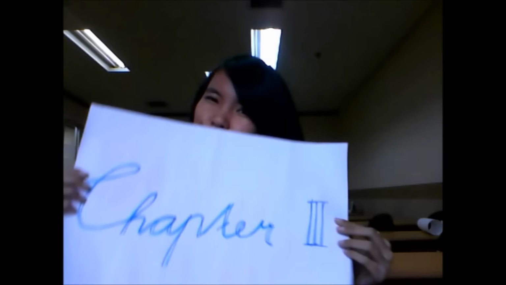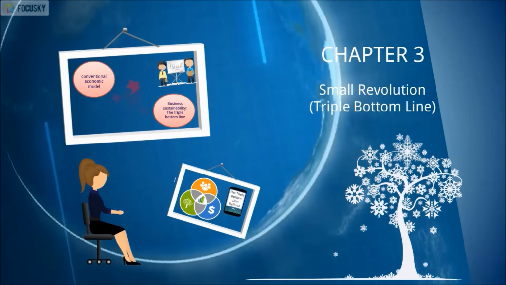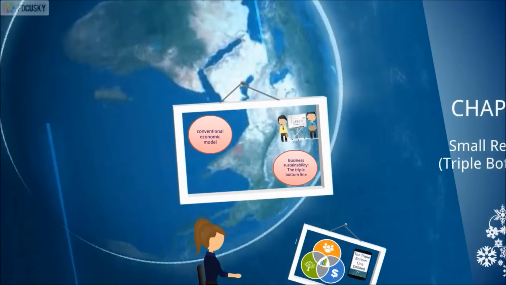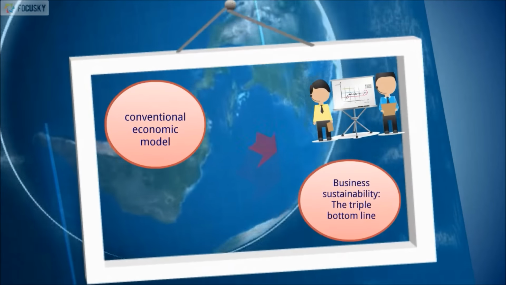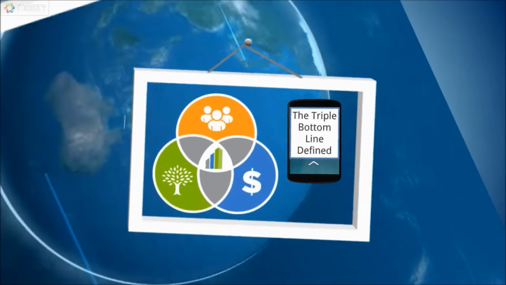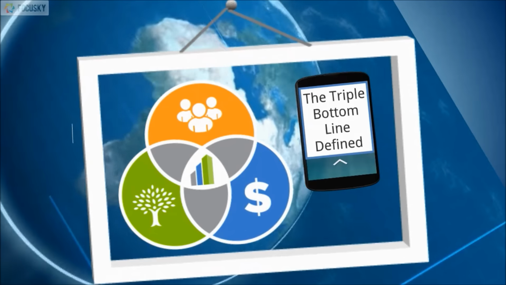Chapter 3. Small revolution, triple bottom lines. The conventional economic model changes into business sustainability. The triple bottom line defines people, planet, and profit.